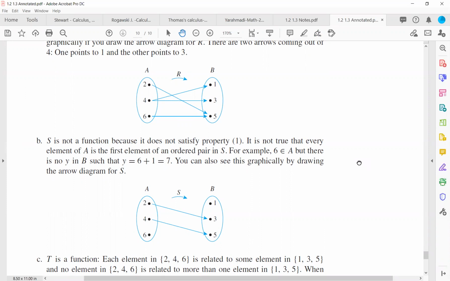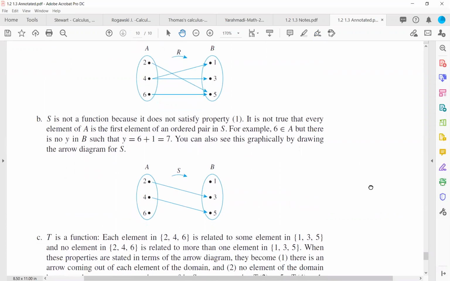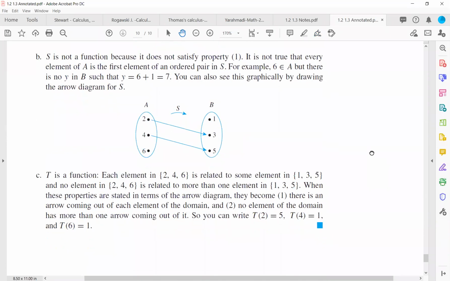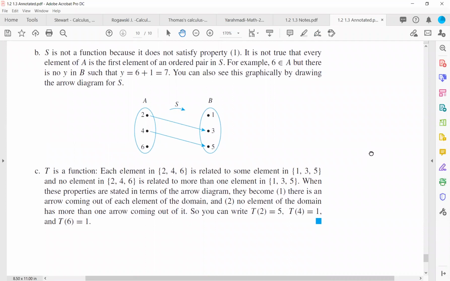Why is that? Because it doesn't satisfy the first property. Here you have 6 in the domain of the function, which is not mapped to any element in B. So always be careful about the domain of the function. Every element in the domain must be mapped to something. And the last one is a function. It passes all conditions to become a function.